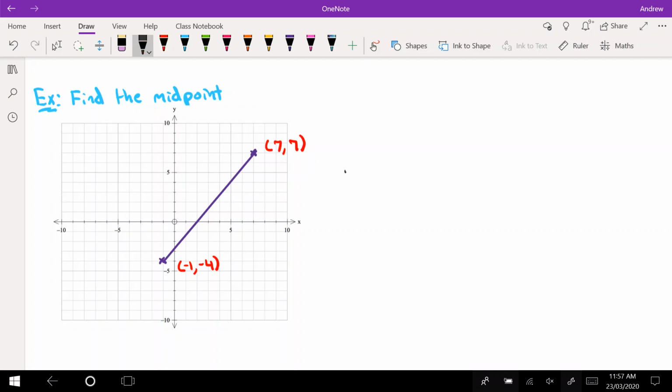So midpoint is equal to x1 plus x2 over 2. Sorry, y. That should be y now. y1 plus y2 over 2. And then we just put the points in. x1 is -1, x2 is 7, so it's going to be 6 over 2. -4, 7, that's 3. 3 over 2.